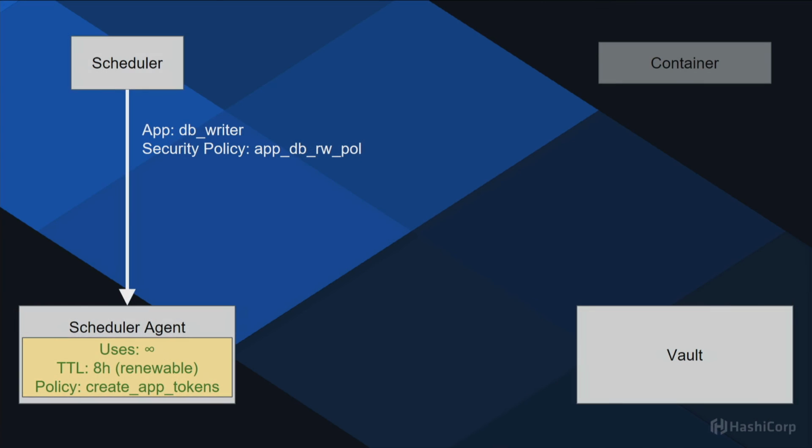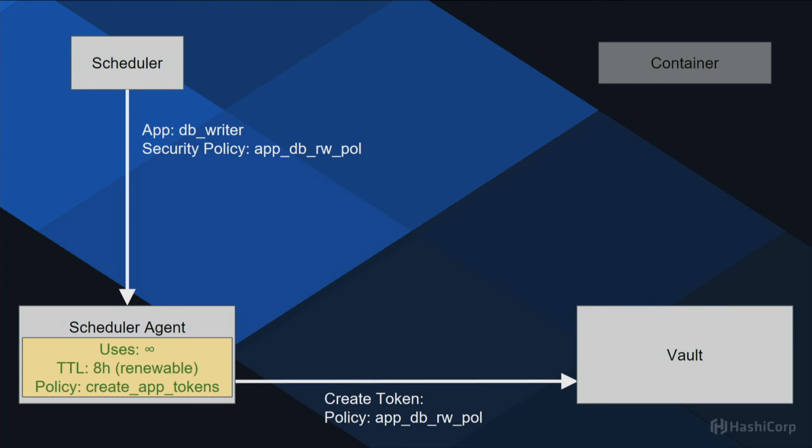So here's an example workflow. We have a scheduler which says, I want to start an app, and here's a security policy I want to give to the app. And it goes to the agent. The agent has a token that, let's say, is a periodic token. It doesn't have a use count, and it can just renew every 8 hours forever. And it has a policy called create app tokens. So the scheduler agent goes to Vault and says, I'm going to use my policy, create app tokens, and I would like to create a token, and this is the policy I would like for it to have.